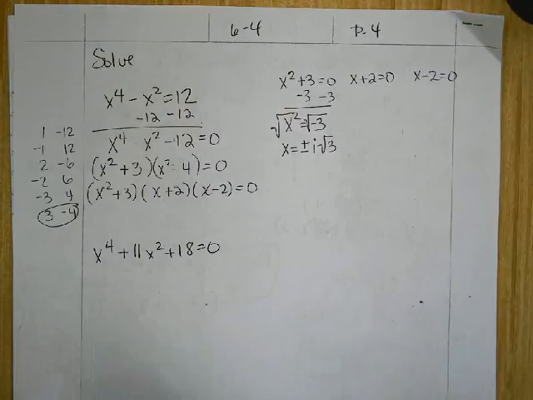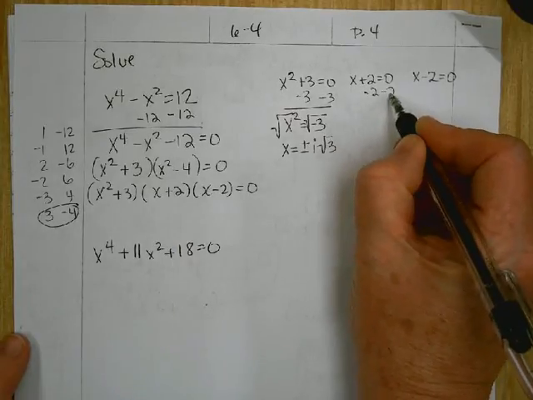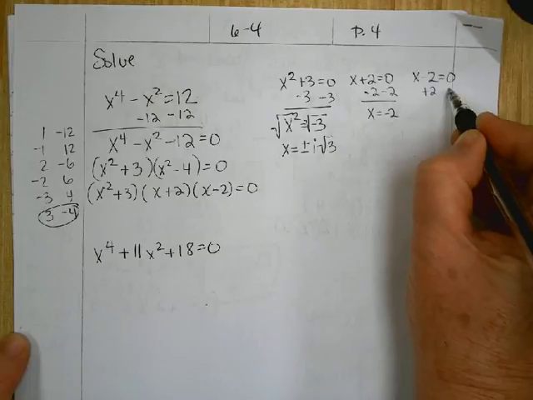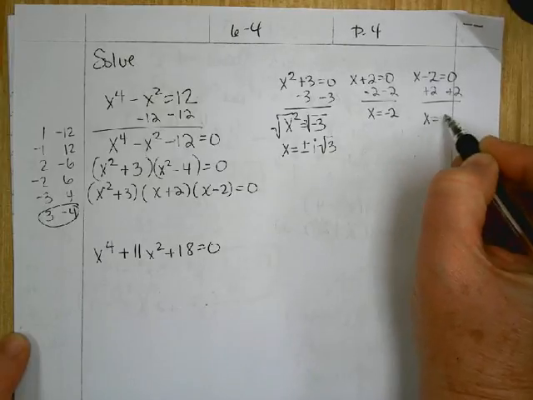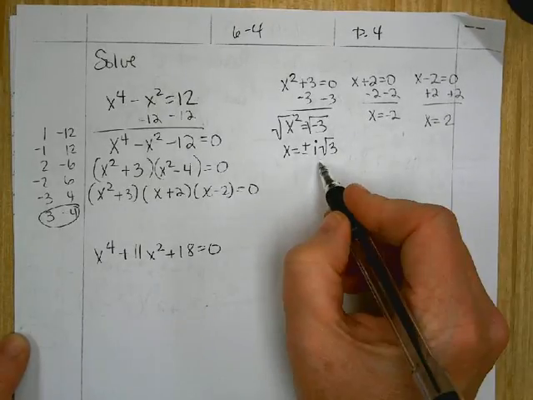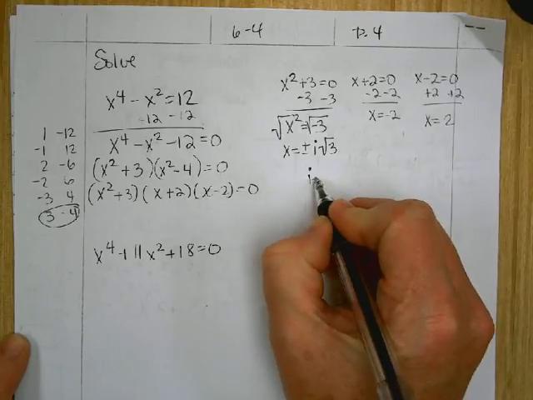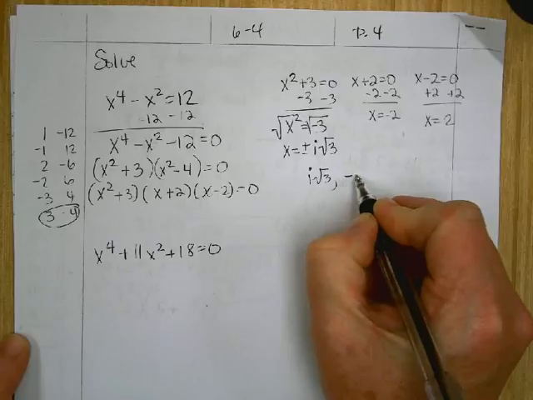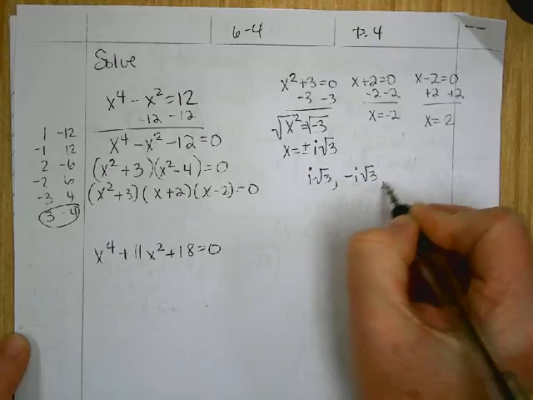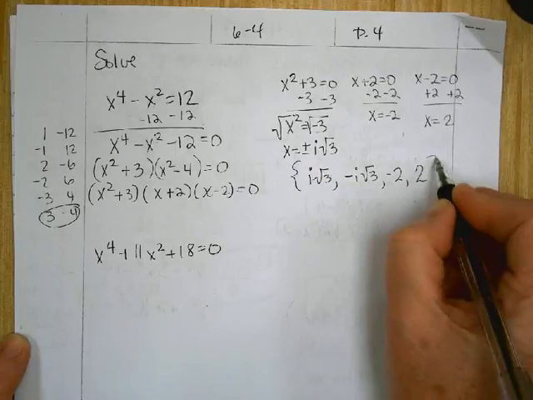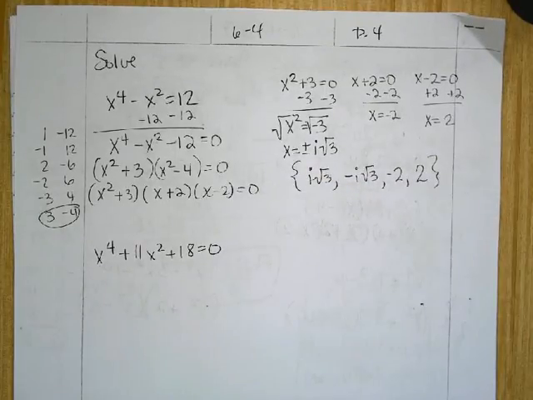The next one, subtract 2 from each side. x is negative 2. The next one, you add 2 to each side. x is 2. So you have 4 answers here. You have positive i square root of 3, negative i square root of 3, negative 2, and positive 2. Those are your 4 zeros. 4 places the graph's going to cross the x-axis.